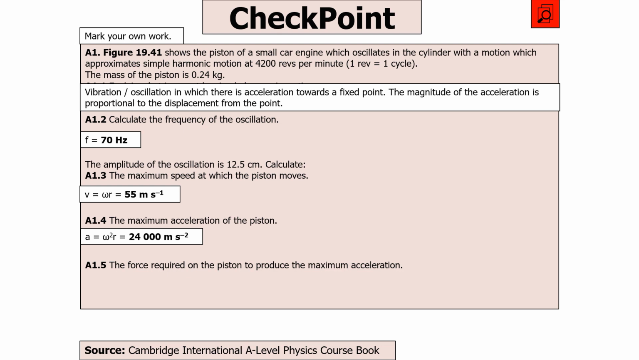We know that it obeys Newton's law, so F equals ma. So you've got your value of a is 24,000. You know the mass in the question is 0.24. Multiply them together, we get 5,800 newtons.